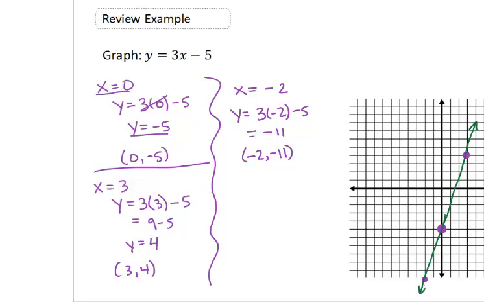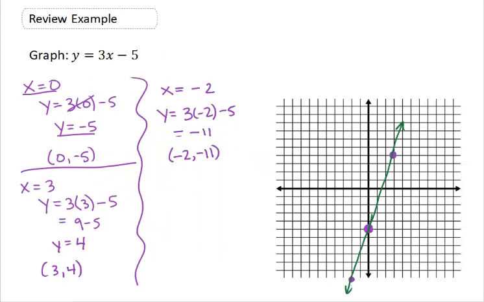You can double check this by plugging it into your graphing calculator if you would like. What I'm trying to lead you to at this point is the relationship between your x values and your y values, because that was the definition that we talked about. What is a function and how does that function relationship work?